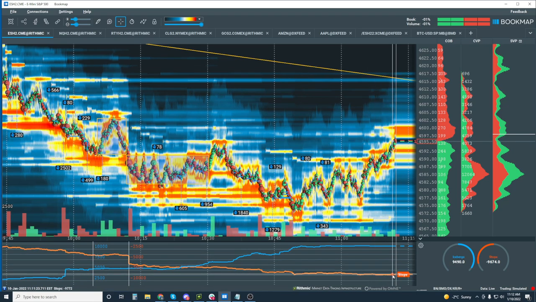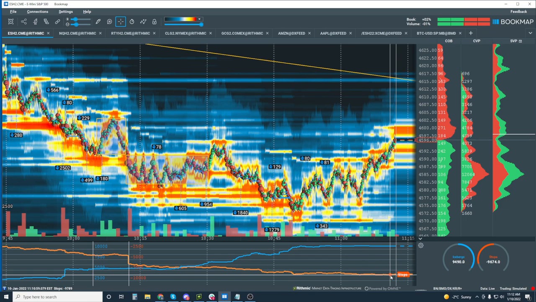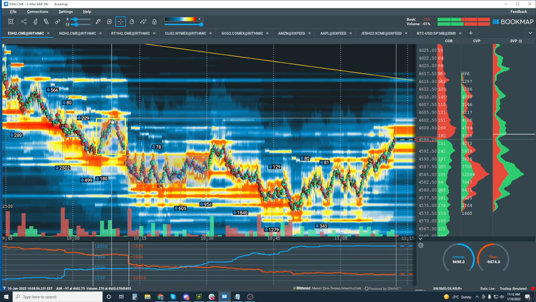Okay, we should see some squeezes here too. I'm not seeing them. Stops are not being triggered here. That means sellers are still in it. Maybe we need to get it back up above this swing, around 4,602.5.